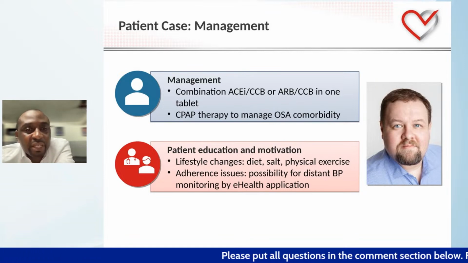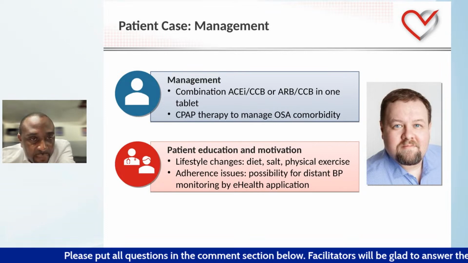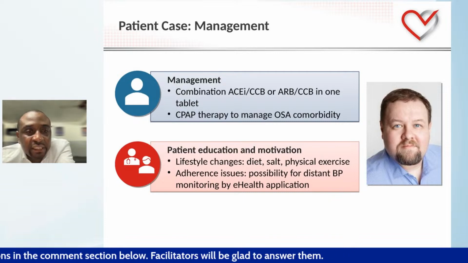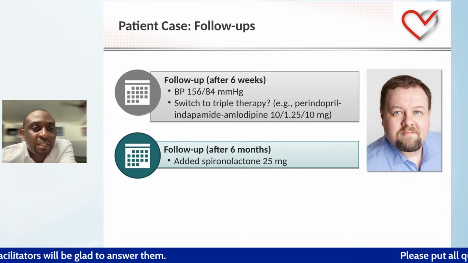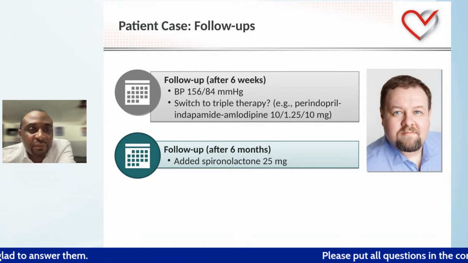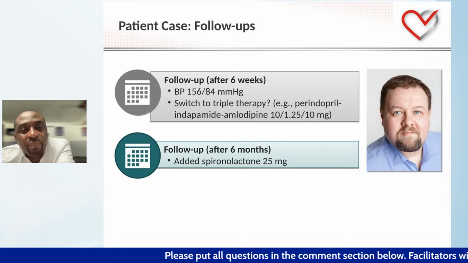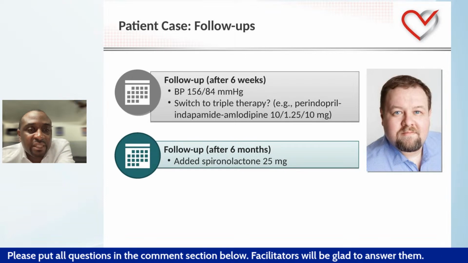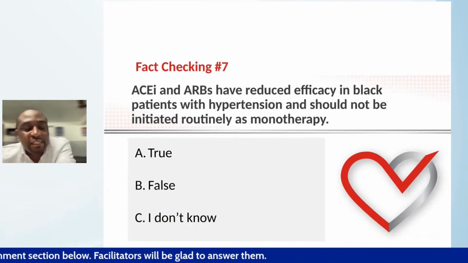His obstructive sleep apnea has to be managed with a CPAP, and of course education on diet, and even remote monitoring through e-health. This patient needs to be followed up, and after 6 weeks, his blood pressure dropped to 156/84. So the plan was to switch to triple therapy and then follow this patient up in 6 months. Consider the addition of spironolactone.